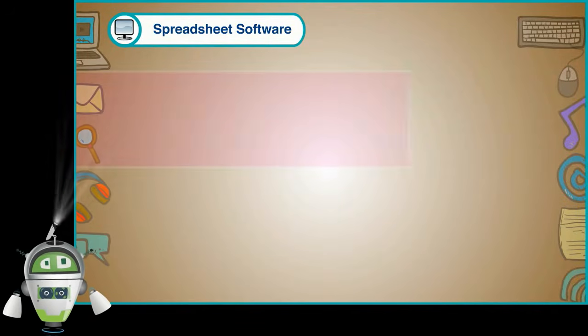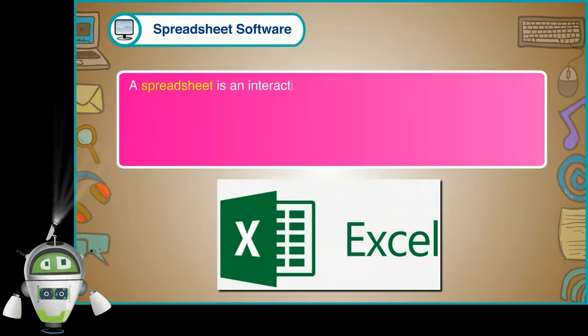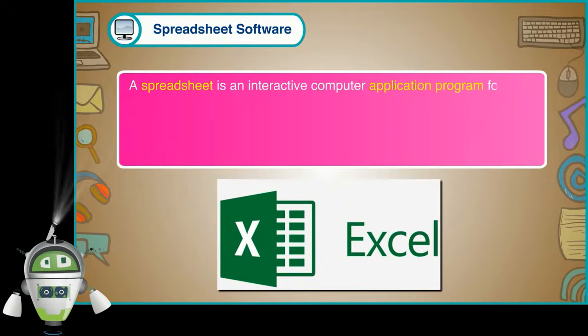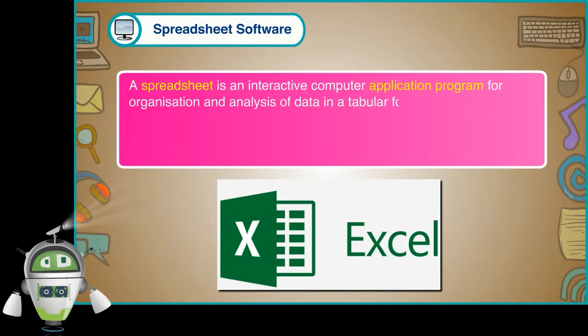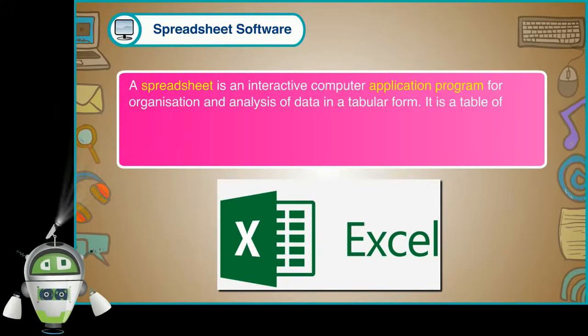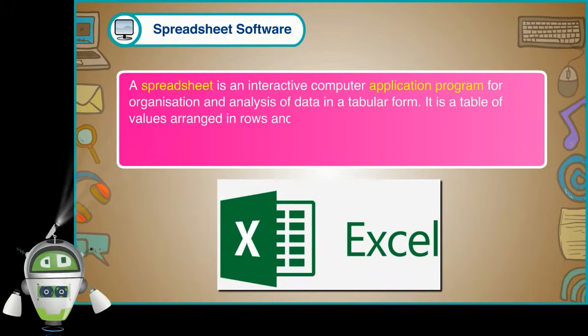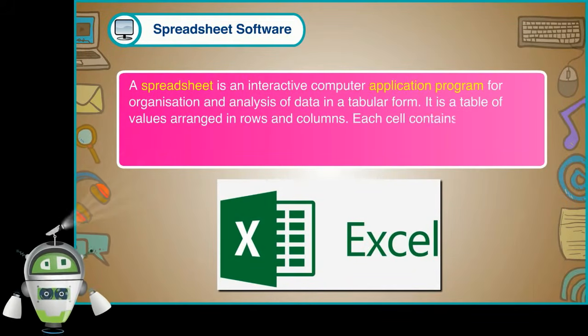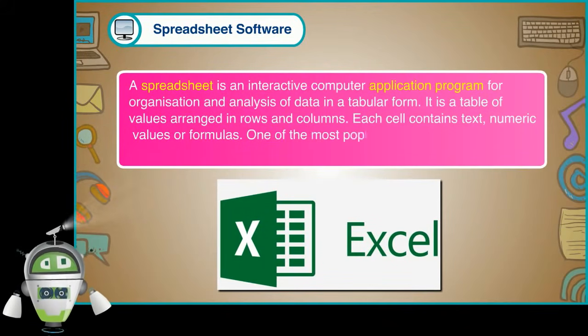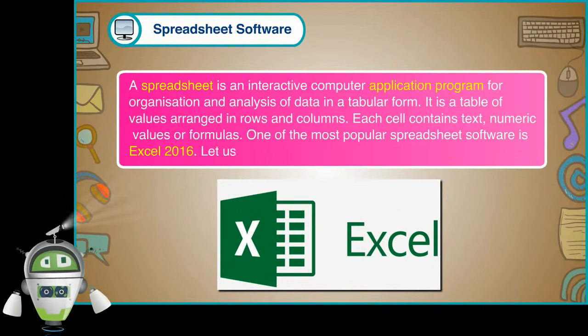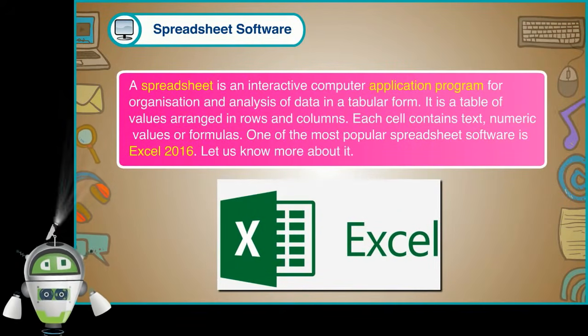Spreadsheet Software. A spreadsheet is an interactive computer application program for organization and analysis of data in a tabular form. It is a table of values arranged in rows and columns. Each cell contains text, numeric values, or formulas. One of the most popular spreadsheet software is Excel 2016. Let us know more about it.